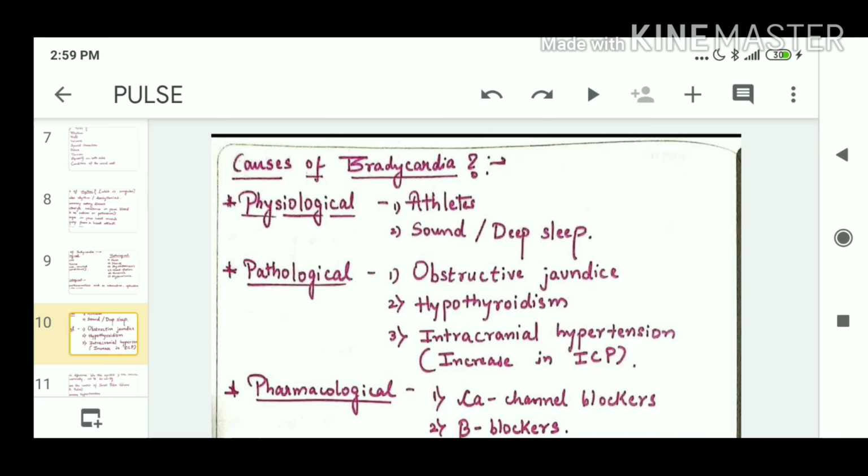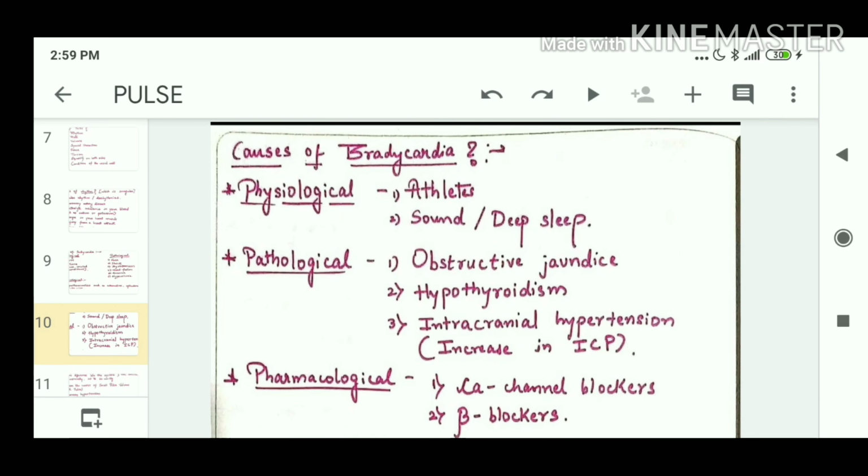So physiological causes are in athletes, and whenever the person is in sound deep sleep, you can also find bradycardia. And pathological causes are like obstructive jaundice, hypothyroidism, intracranial hypertension, where there is an increase in the intracranial pressure, right? And pharmacologically, by the use of drugs called calcium channel blockers and beta blockers, bradycardia also occurs.